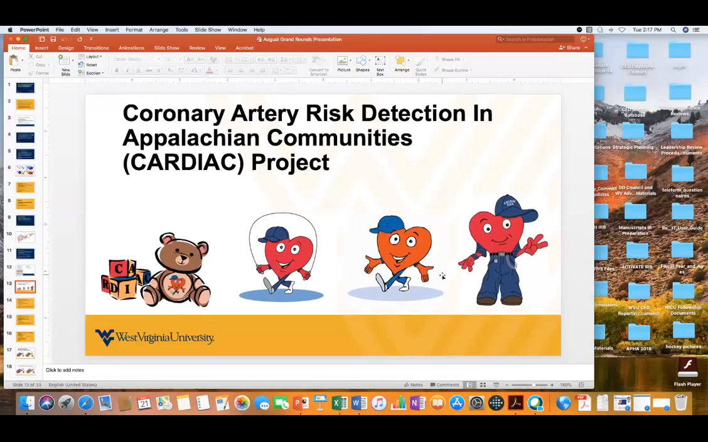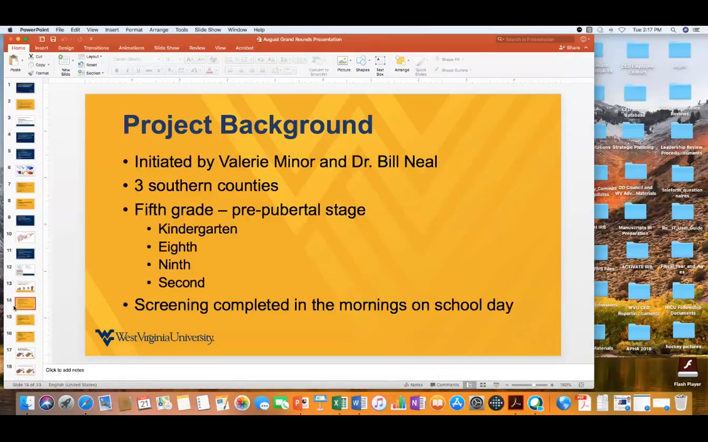So the Coronary, and I'm never good at naming things. I always thought this was a fantastic title. Coronary Artery Risk Detection in Appalachian Communities for the Cardiac Project. Just fantastic. So the project started when a pediatric cardiologist by the name of William Neal met a nurse from Alderson Broaddus, Valerie Miner, at some conference, and they said, we need to start this.